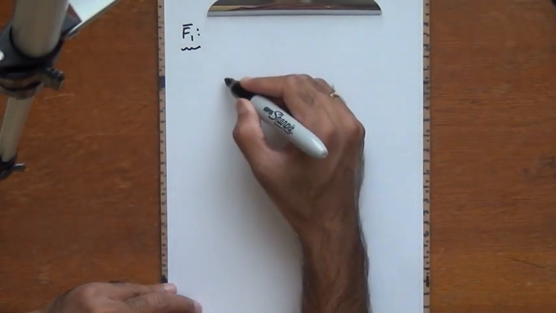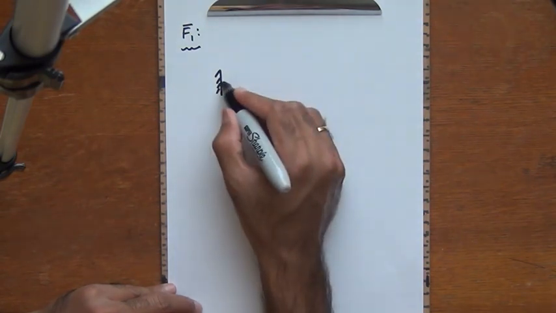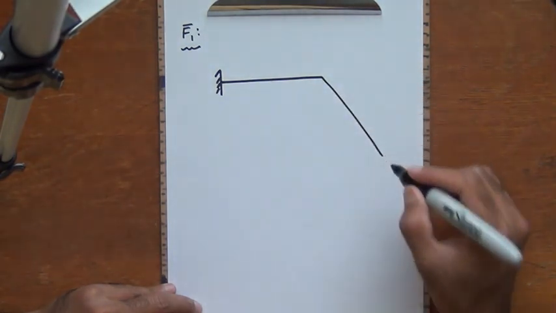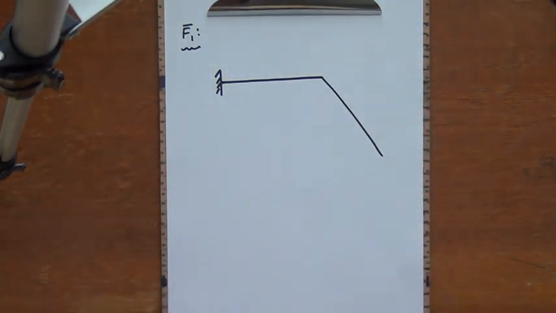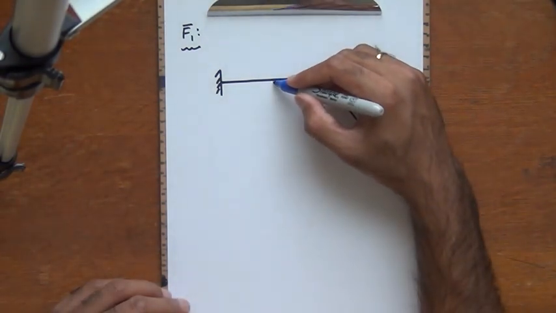I'm going to draw the rigid body once again as before in the previous page. It's fixed at one end. In this case, the inclined portion of the beam is inconsequential because the force F1 is acting on the straight portion of the beam. I have the force F1, which is given here.